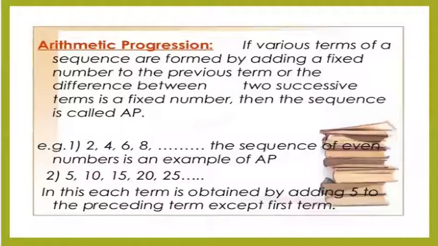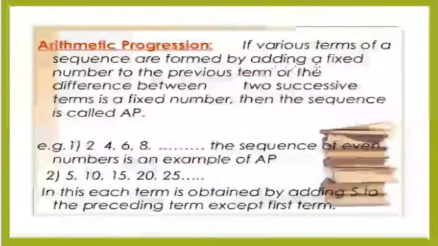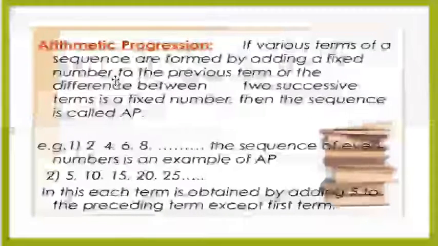Now we see what is arithmetic progression. If various terms of a sequence are formed by adding a fixed number to the previous term, or the difference between two successive terms is a fixed number, then the sequence is called AP, that is, arithmetic progression. AP is the short form of arithmetic progression.